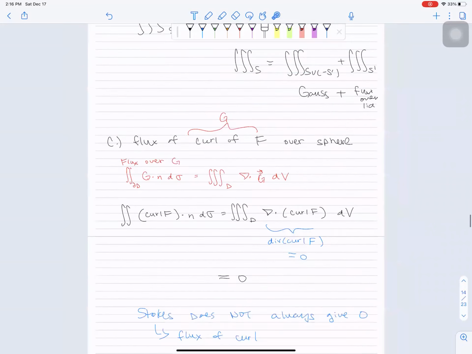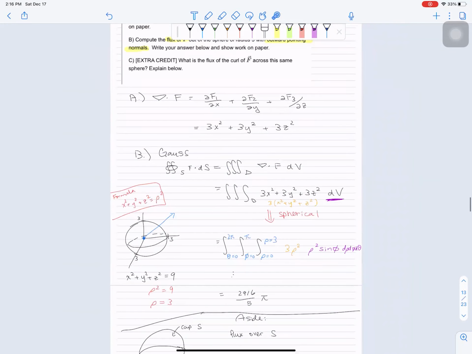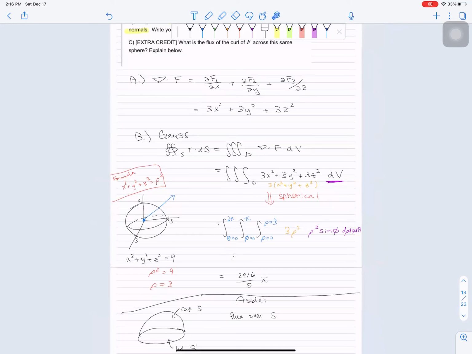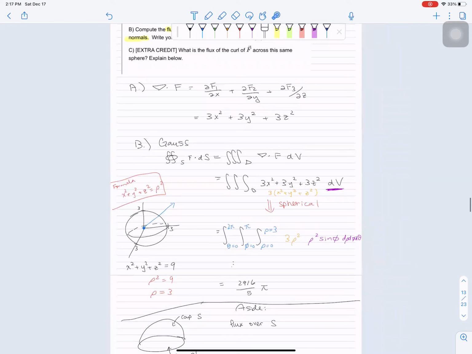So when would you use Stokes? When are you sure that you can use Stokes? If it says flux of the curl over some surface, then you can use Stokes. The only reason this problem was different is that generally when I see flux of curl, I think Stokes. But because this is a closed sphere, I can use Gauss's theorem. Let's see if we force our way through Stokes, will we still get 0? You should still get 0, yes.